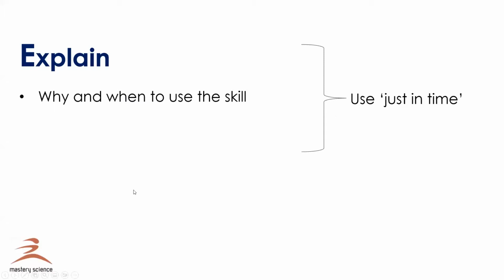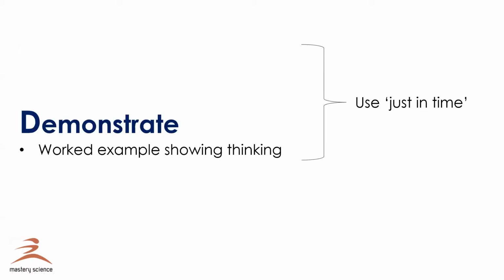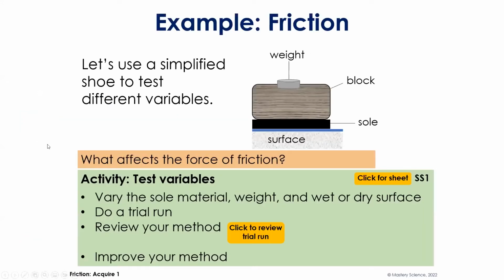So let's start off with the explain stage. And we're going to use this just in time. So I'll explain what that means. And the demonstrate. Let's have a look at those two. So in this example, in friction, we're going to introduce the experiment, and they're going to get into their groups and they have a go at doing the experiment. They follow a method, they have a go. We call this a trial run, basically. And then we're going to stop them.